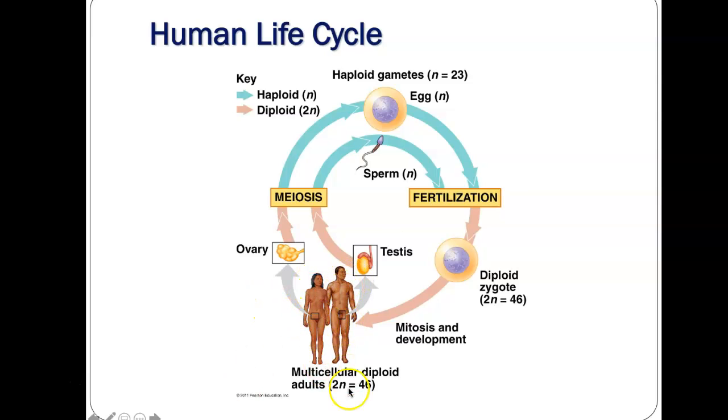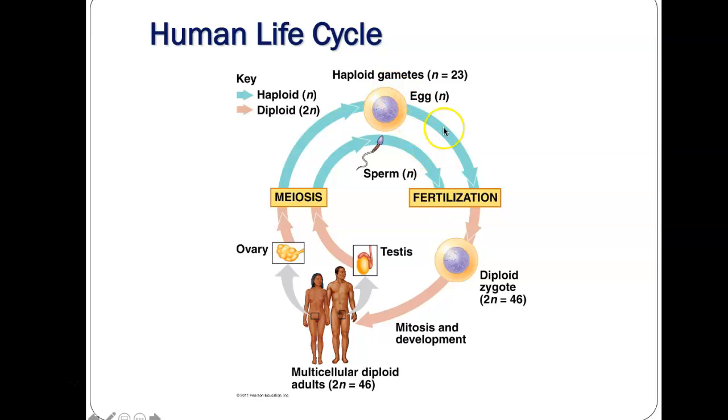Here's a woman, here's a man. She has ovaries, he has testes. Inside of her ovaries, meiosis is occurring to form eggs. Inside of his testes, meiosis is occurring to form sperm. So you got your woman with her eggs, your man with his sperm. Here is the haploid egg, here is the haploid sperm.